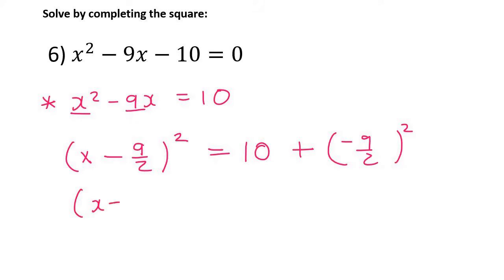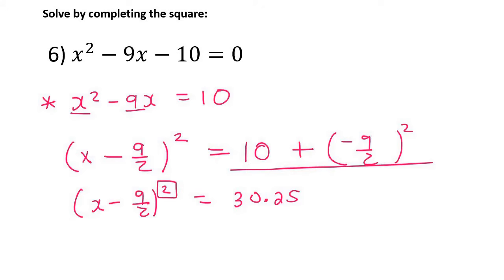So now what we do is we say (x minus 9 over 2) squared, then this number on the right, you just type that all in the calculator using the brackets wherever you see brackets, and it's going to give you 30.25. What you now do is, to get rid of the square, you're going to square root both sides.